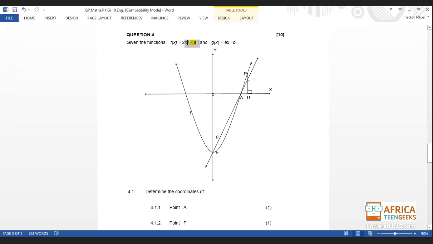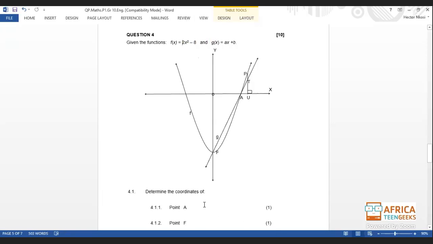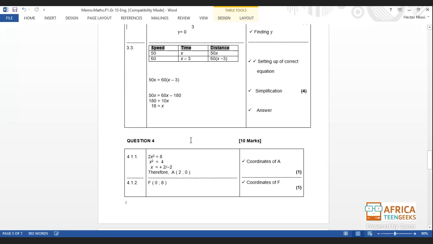Since it's negative 8, that means my coordinates for point F will be (0, negative 8). That's super easy. All right. And this is your answer. F is (0, negative 8). So I'm supposed to put negative 8 here. Okay. All right. Let's go to the next one.